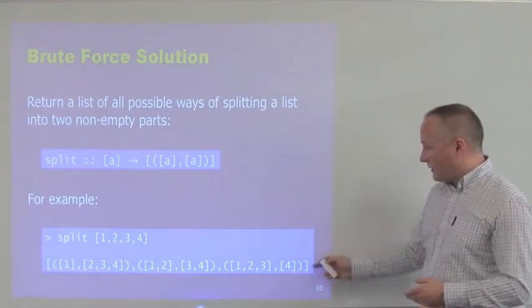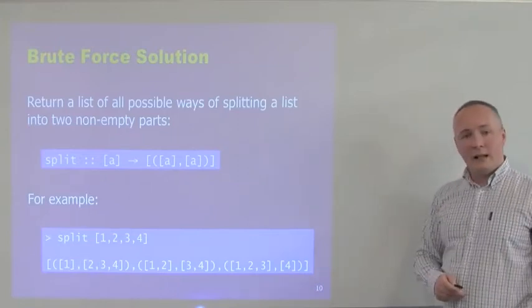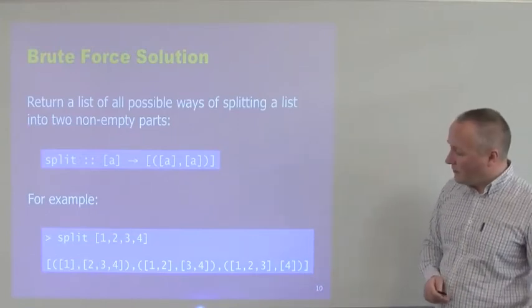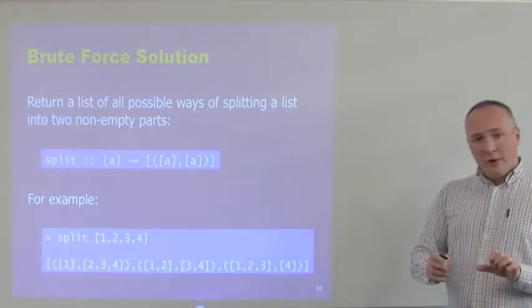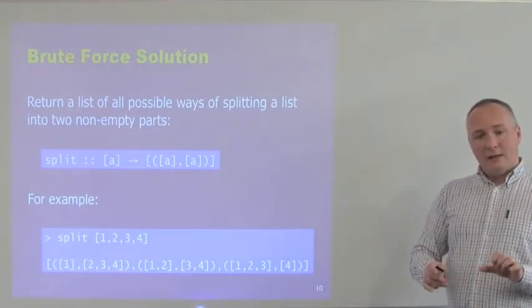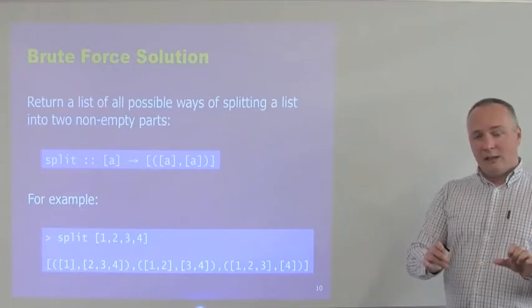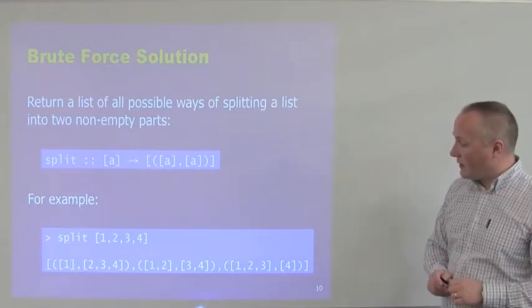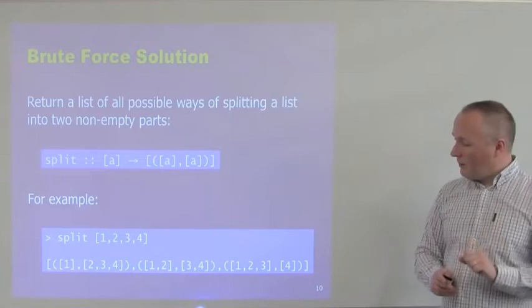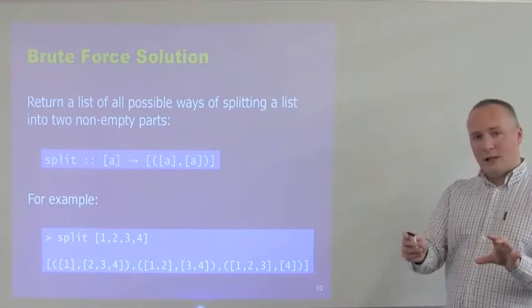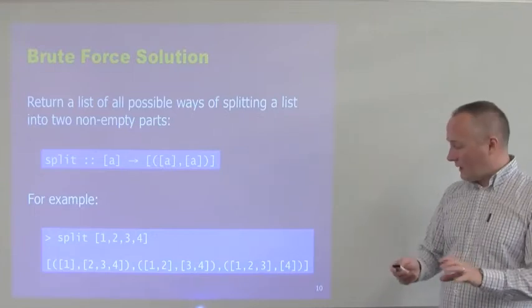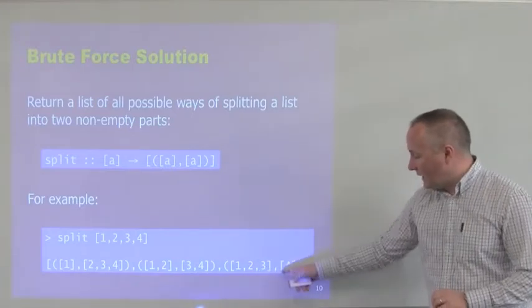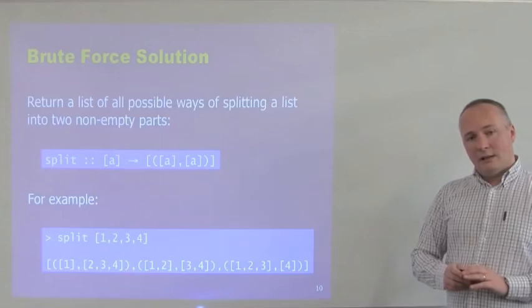And I think it's easier if we start off down here with the example. So what split does is you give it a list of things, and it returns all possible ways of splitting that list into 2 parts which are non-empty. So in this case we're given 4 numbers, so we could split off one number. We could split off the 1 and then have 2, 3, 4 left. Or we could split off 2 numbers, we could have 1 and 2, and then the 3 and the 4 left. Or we could split off the first 3 and then have 1 number left at the end.